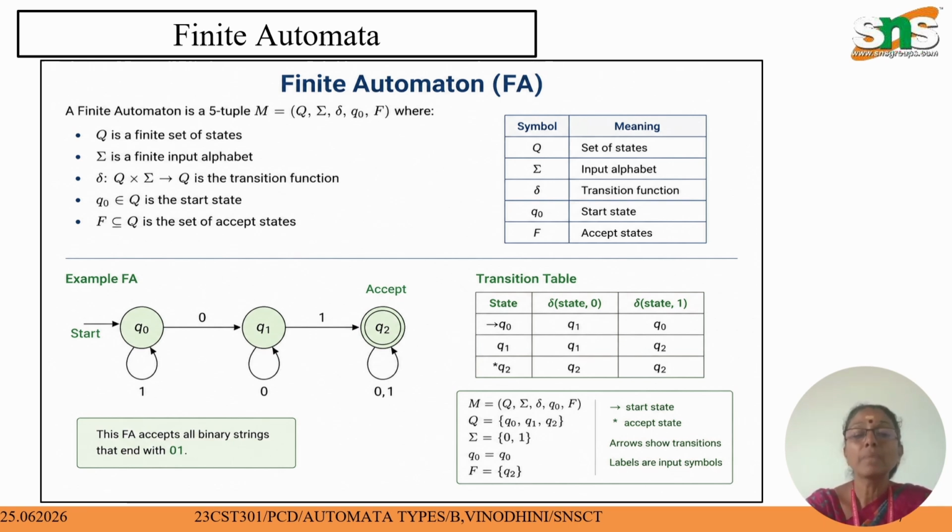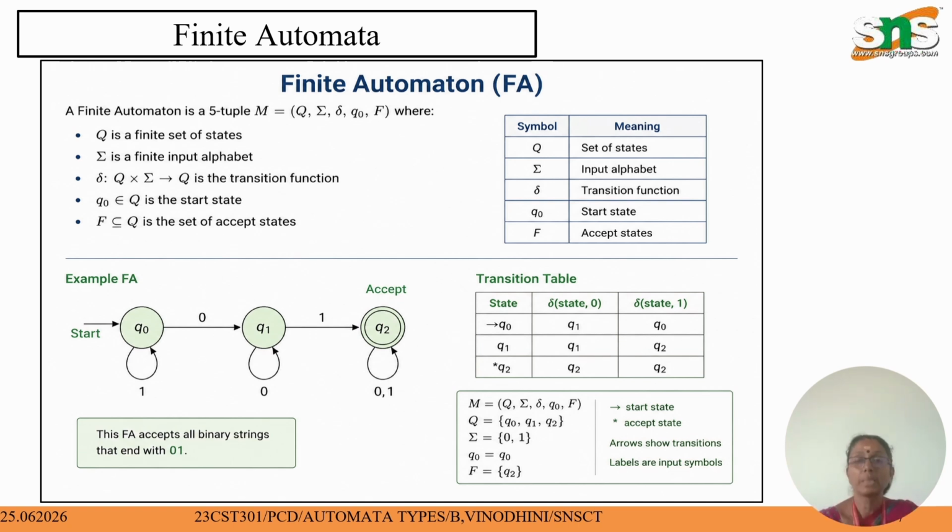Next, from the transition diagram we have to construct the transition table. The transition table is a rows and columns representation of the finite state machine, and it contains 3 columns: the states, then the transitions on input 0 and on input 1. For example, we have 3 states Q0, Q1, Q2. In the transition table, the start state is represented by an arrow symbol, and the final state is represented by a star. In the transition diagram, the start state is represented by an arrow mark, and the final state is represented by a double circle.